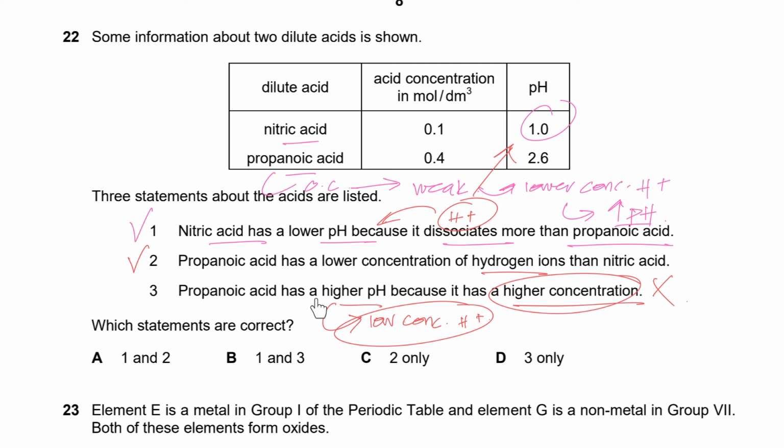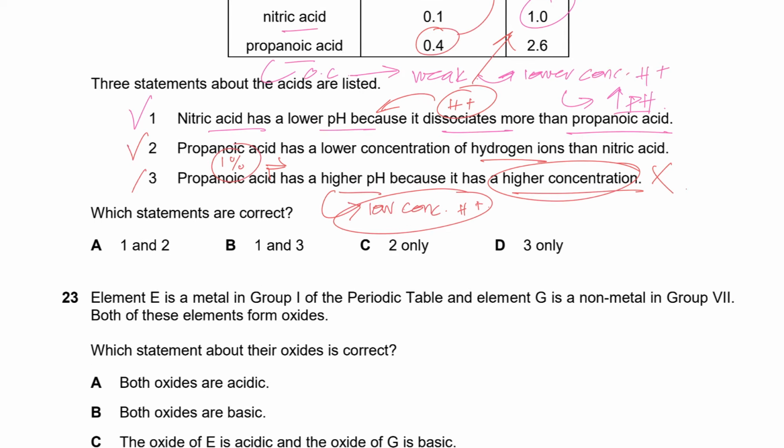So remember, propanoic acid has a higher pH around 4, 5, or in this case 2.6 because it has a lower concentration of H plus ions. Because remember, weak acids partially dissociate, and I've taught you guys that they only dissociate about 1%. So even if you have a higher concentration in mole per dm cube, only 1% of 0.4 would actually dissociate into the hydrogen plus ion, right? So which are correct? 1 and 2 are correct, therefore I'd go with A.